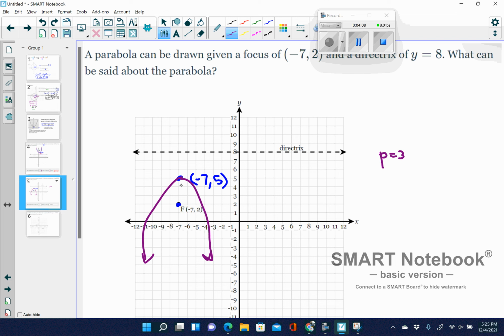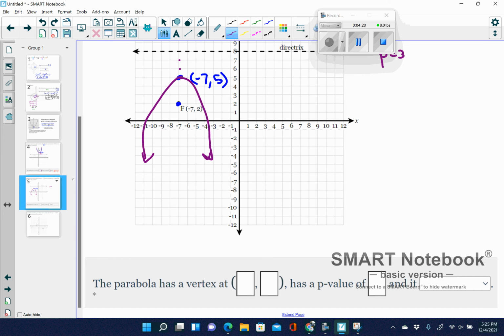And my p is equal to 3 because that's the distance from halfway, from the focus to the directrix, which in this case, if I count, is 1, 2, and 3. Okay, so p equals 3. So really quickly filling this out, negative 7 comma 5 is my vertex. P has a value of 3, and it opens down.